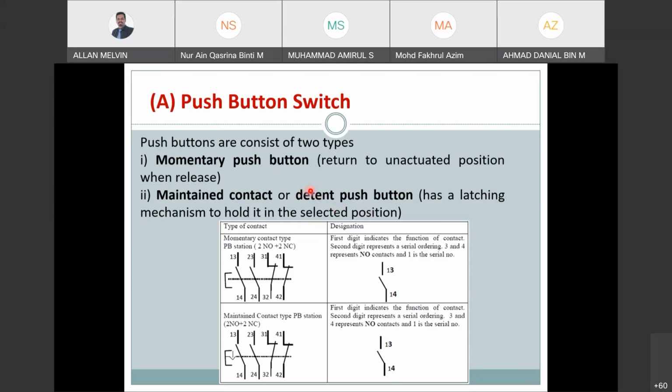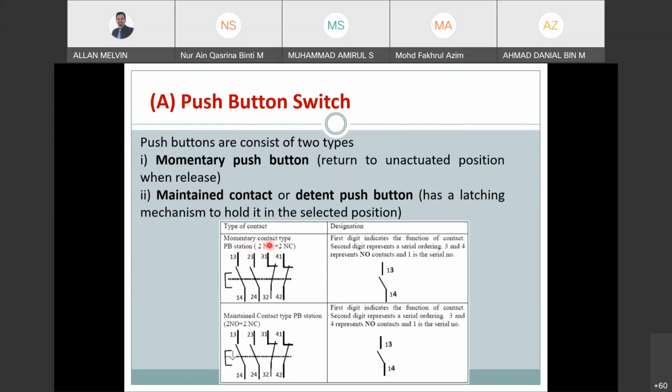Okay, so a detent switch means you have levels in the switching. Okay, so it's written here: a latching mechanism to hold it in the selected position. So normally, a detent push button will have a few levels, two or three levels. It has a locking mechanism at that part. Okay, so that is the second type of push button. Maintain contact, meaning you press then release and it still has contact. Okay, that is what we call a maintain contact.